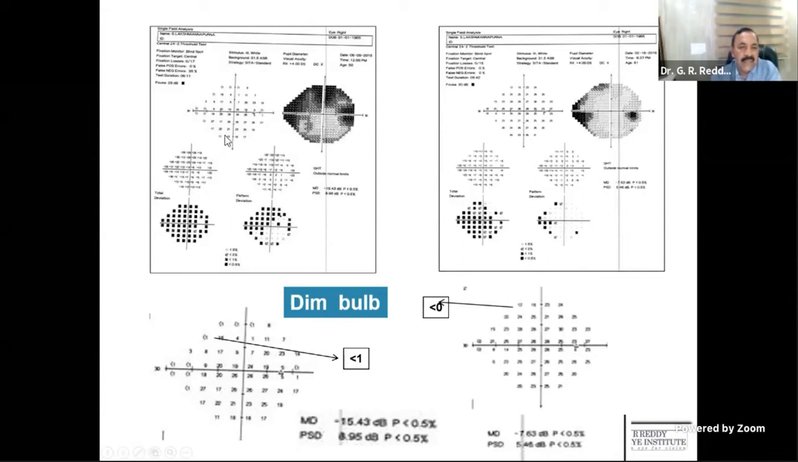That is why I always say, you should always see the raw data before interpretation, because in some lectures I found the raw data in the single field analysis printout is given last. Everything is derived from raw data. Whatever change in raw data we see in the grayscale, we see in the total deviation numerical plot, and we see in the probability plot. The grayscale is a shade format of raw data. It is the loss of retinal sensitivity, deviation from normative data, and this is the probability. So always see the raw data.